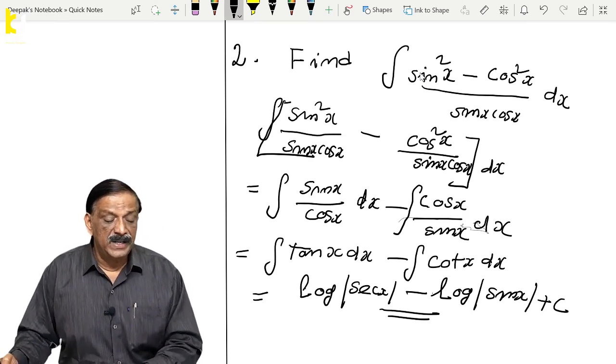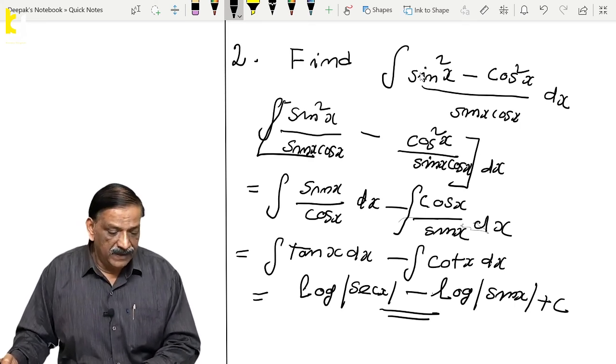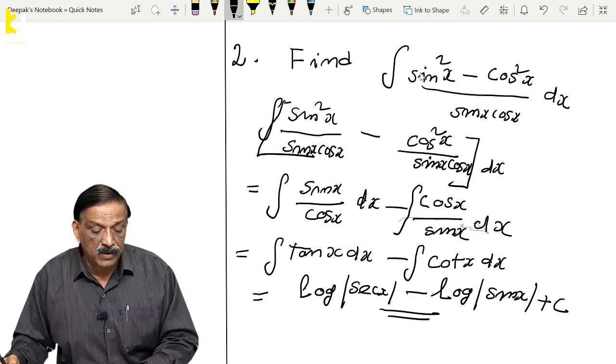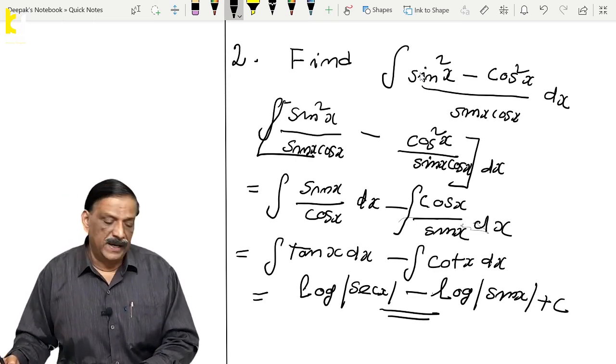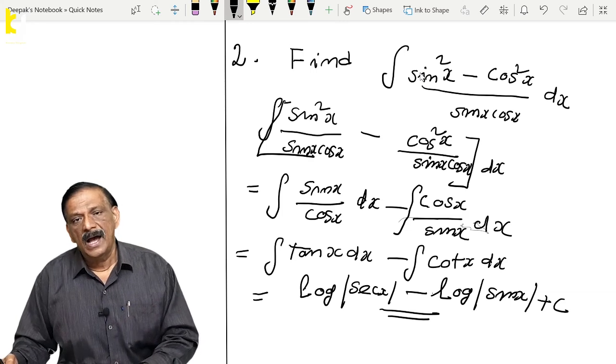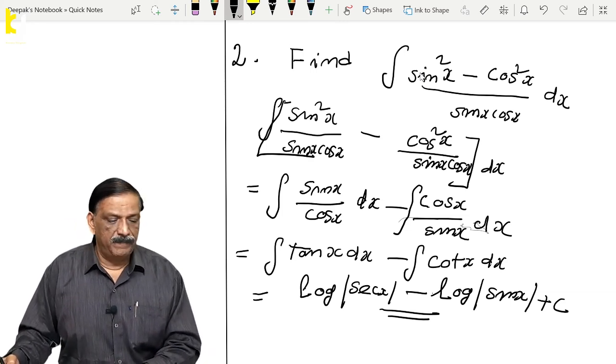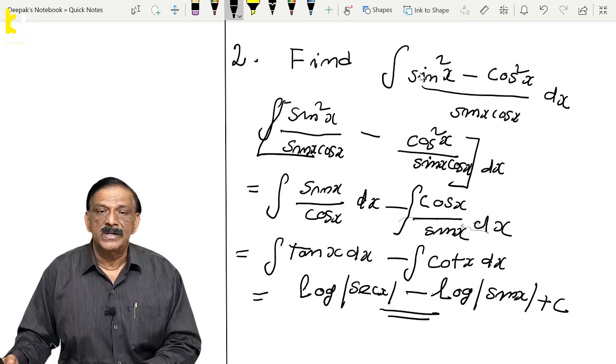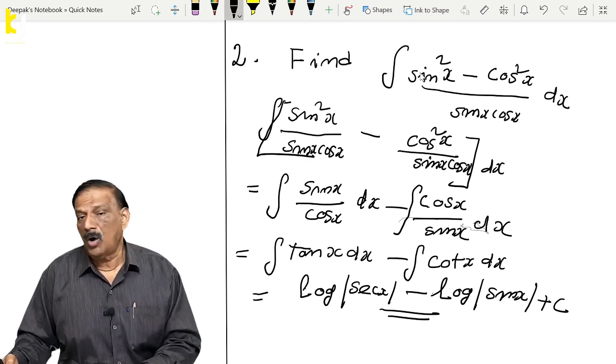Clear? So integral tan x dx is equal to log secant x minus integral cot x dx, that is equal to log sin x. C is the integral constant. Clear? If you have any doubt in any steps, please comment in my comment box.